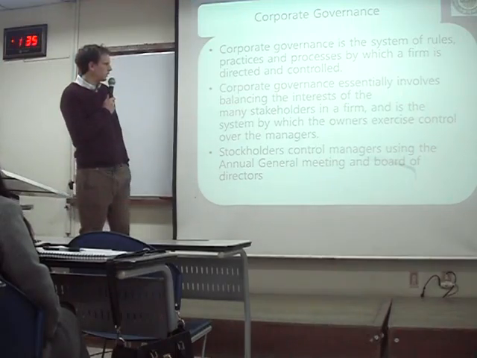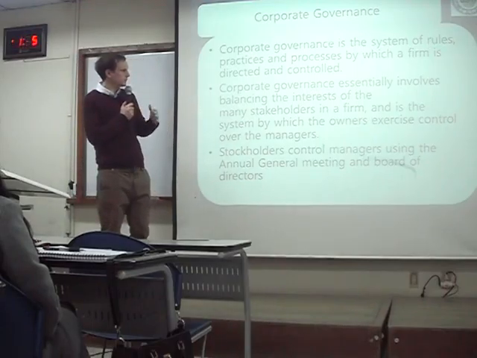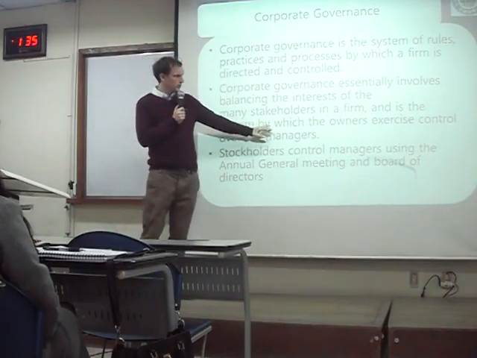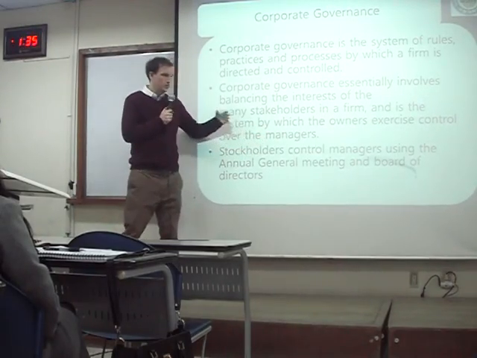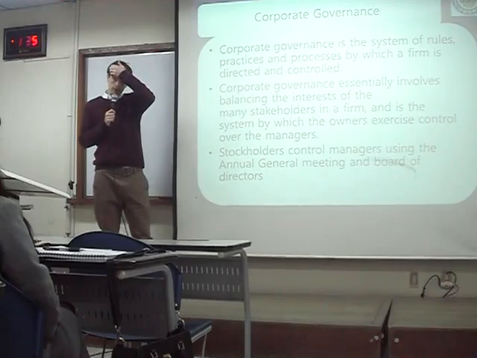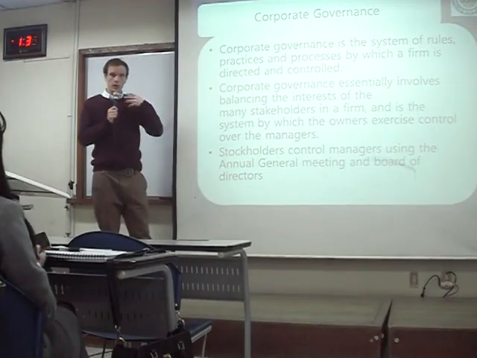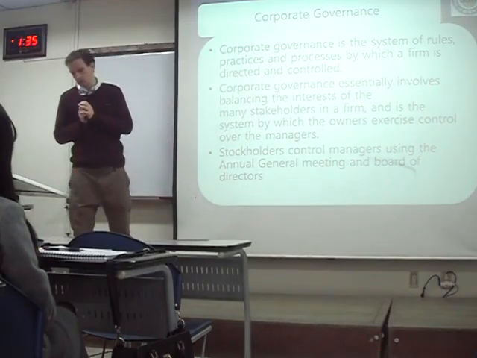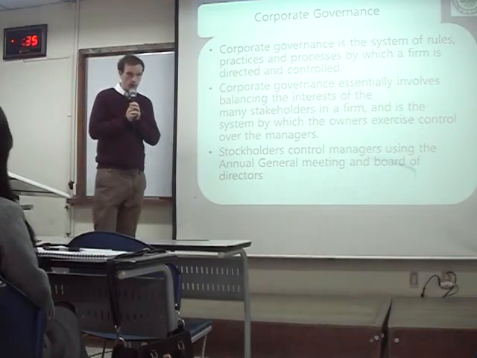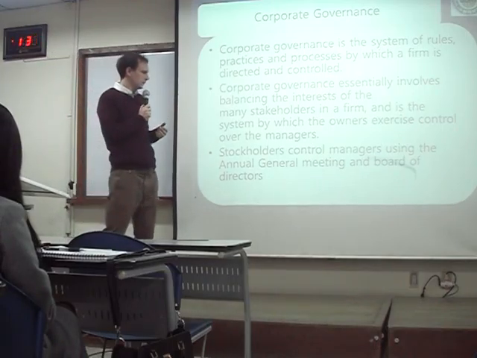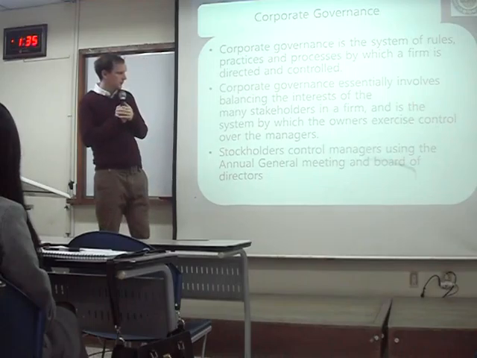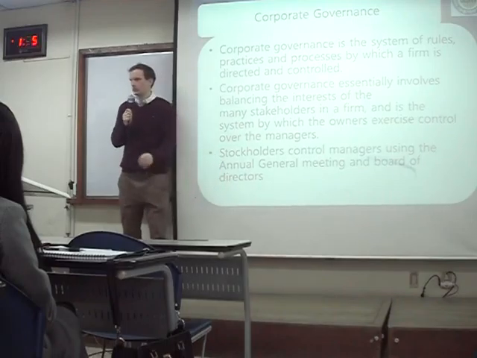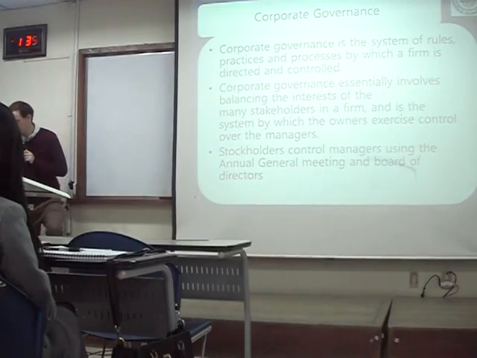Corporate governance is where we try to balance all the interests of the stakeholders, and it's a system by which the owners control the managers. So I'm a stockholder, I own the company, the managers are working for me. I want to be able to control them. Clearly, I'm not going to be standing over their shoulder watching them every day. I have my own job. So we need a system to control the managers, to make sure they're working for the stockholders. So we use the general meeting and the board of directors.